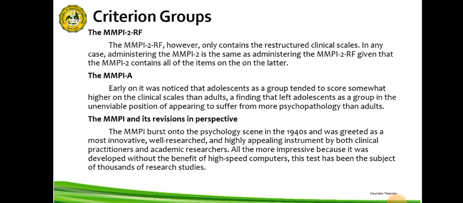Also, we have the Minnesota Multiphasic Personality Inventory-2 Restructured Form, or the MMPI-2-RF, published in 2008. It is a 338-item self-report test used by clinicians to assist with assessments of adult psychological dysfunction and treatment planning. The MMPI-2, however, only contains the restructured clinical scales. In any case, administering the MMPI-2 is the same as administering the MMPI-2 Restructured Form.